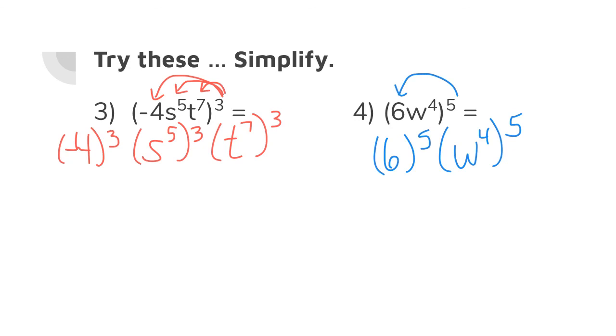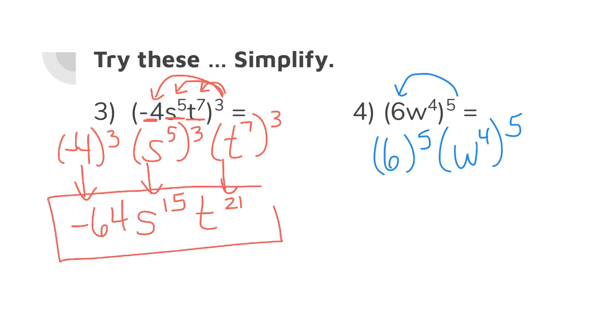I decided I was going to use my rule for both of these. So you're going to notice on my red example that I cubed -4, I cubed s to the 5th, and I cubed t to the 7th. This is -64. Here I will keep my base, multiply my exponents. Here I will keep my base, multiply my exponents. That is your answer.